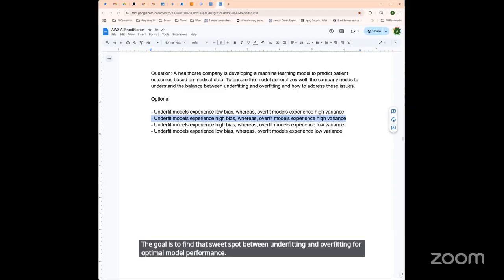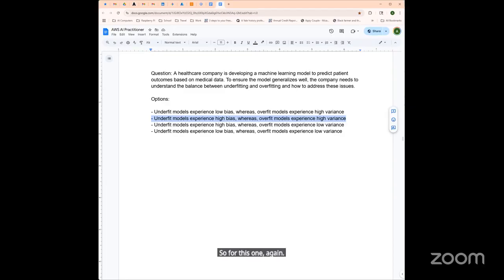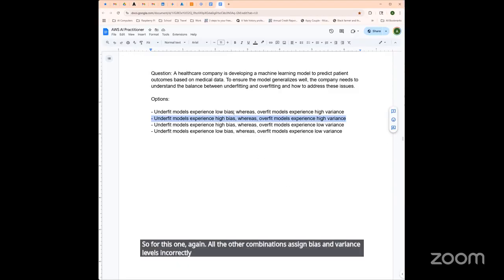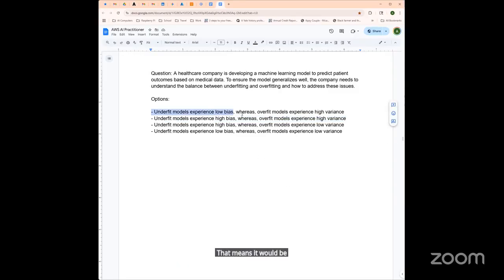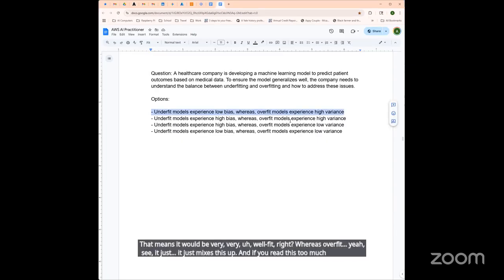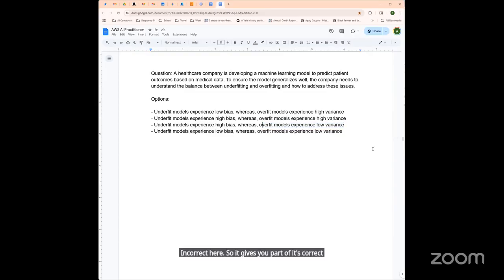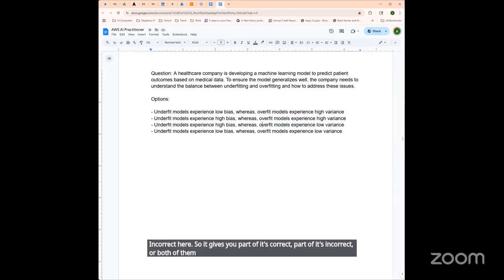So for this one, again, all the other combinations assign bias and variance levels incorrectly. Low bias would mean it is very well fit, right? Whereas overfit, see, it just mixes this up. And if you read this too quickly, it gives you half of it right, like overfit high variance, but the other part is incorrect. So part of it is correct and part of it is incorrect, or both of them are incorrect.